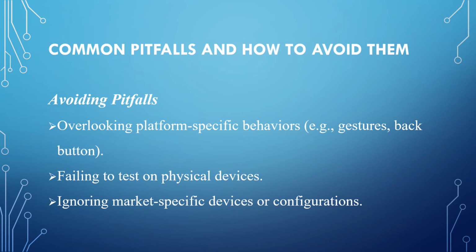Cross-platform testing often stumbles when platform-specific behaviors are overlooked. For instance, iOS and Android handle gestures and navigation differently, and failing to account for these differences can frustrate users. Testing solely on emulators is another common mistake. Physical devices provide a more accurate reflection of real-world conditions. Lastly, ignore market-specific devices or configurations at your peril. What works on a flagship device might fail on a budget smartphone.